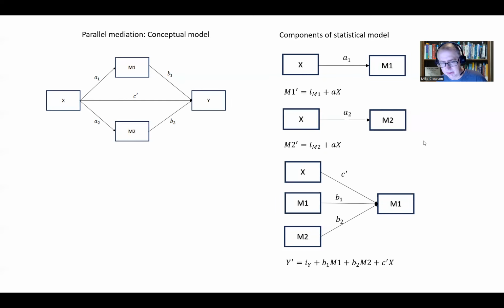So, taking a quick look at the underlying statistical model associated with our parallel mediation, you can see that we have two simple regression models. We have a regression of M1 onto X, then M2 regressed onto X, and then we have Y. This should be a Y right there. Y is regressed onto X, M1, and M2. And that's how we end up with the coefficients in our model.